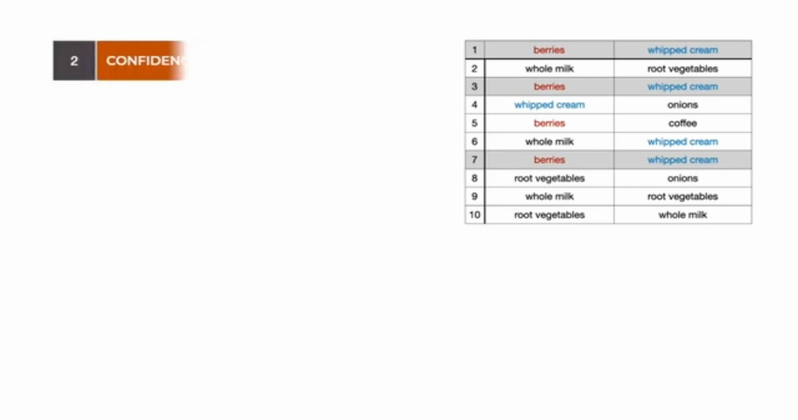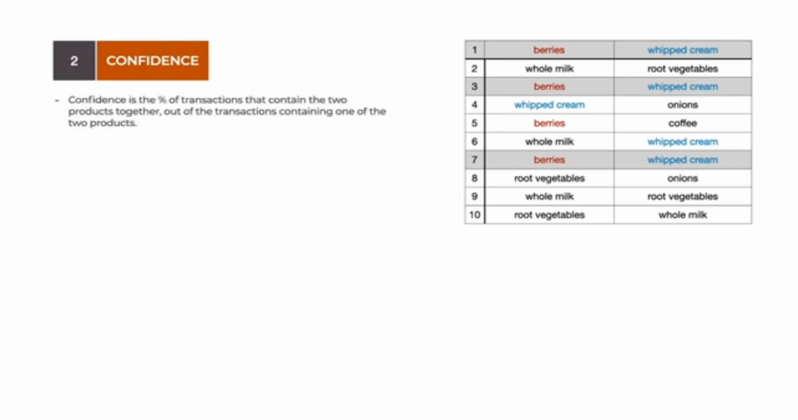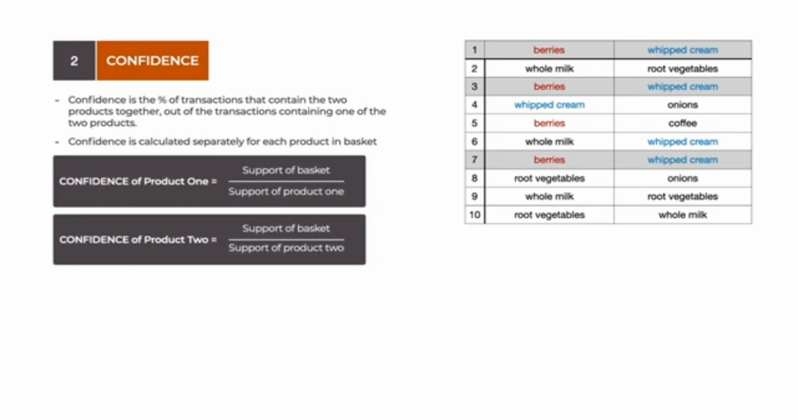Next, let us now understand the concept of confidence. So confidence is the percentage of transactions that contain the two products together against the transactions containing one of the two products. There are always two confidence numbers, one for each of the products. And to calculate confidence for a product, we need to calculate two support values. First, we calculate the support for the basket, and secondly, we calculate support for each of the products separately. Then we use these two figures and calculate the confidence for both of the products as shown in the formulas here. So let us now understand this using our sample data set.